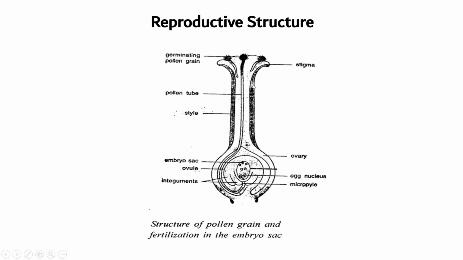Now this is the diagram of the gynoecium. This is the basal swollen portion. It is called the ovary. At the center there is the ovule. This is the egg apparatus with secondary nucleus, egg nucleus, and antipodal cells. This central round portion is called the embryo sac.